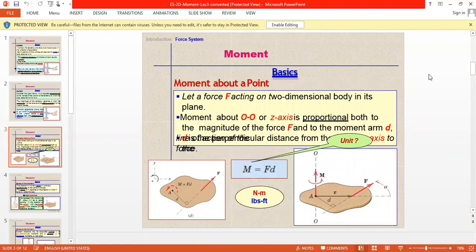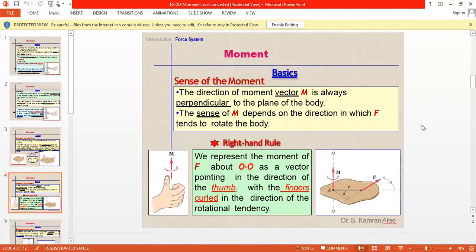Moment about a point. Let a force F act on a two-dimensional body in its plane. Moment about OO, or the z-axis, is proportional both to the magnitude of the force F and to the moment arm d. So moment is basically force times displacement, or you can say force times perpendicular distance.